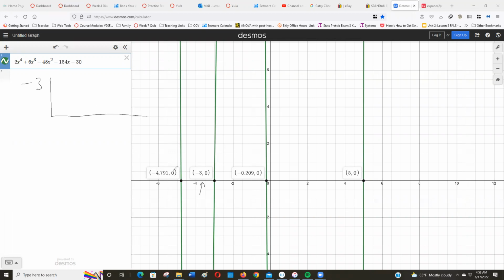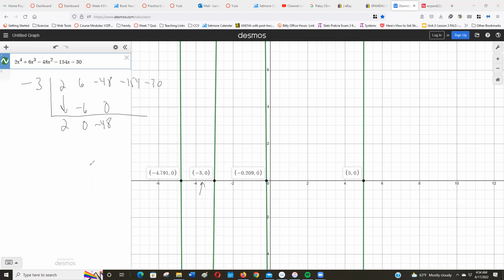So I've got, let's see, what is it? I've got 2, I've got 6. I'm not missing any powers of x. No. So 2 and 6 and -48 and -154 minus 30. And remember, you bring down the 2. When we multiply, we get -6. So that's 0. And 0 times -3 is 0. We're going to get -48. And -48 times -3 is positive.